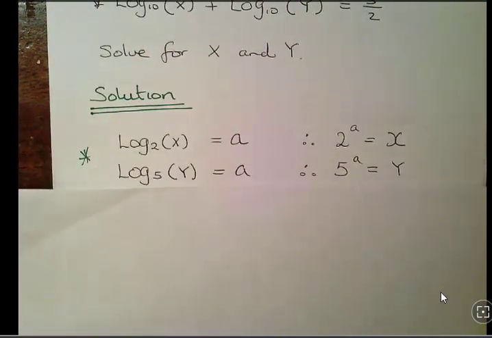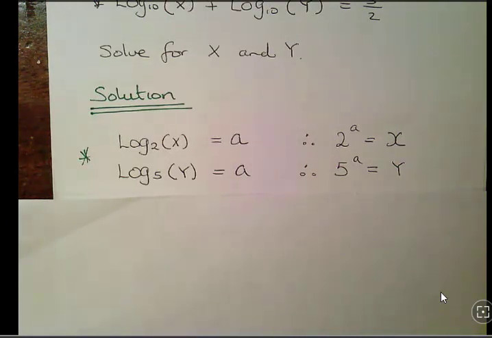So what we're going to do here is start up on top. The solution: both of the expressions there that we start off with, log of x to the base 2 and log of y to the base 5, are equal to each other, but I'm going to let them both equal a.